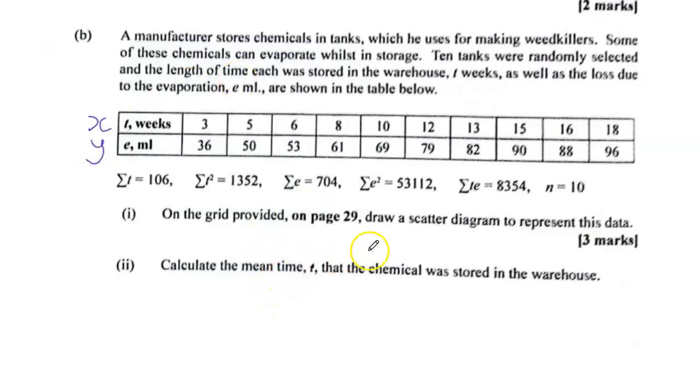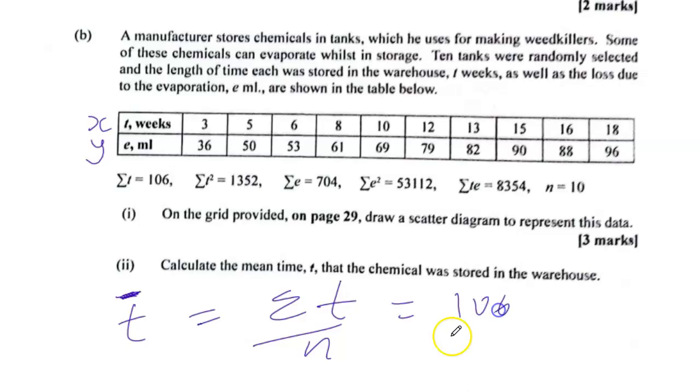Calculate the mean time that the chemical was stored in the warehouse. So the mean time, let me use T bar. The mean time will be the sum of T over N. The sum of T is 106 over N. N is 10. So that's 10.6. And the unit of time we are using is weeks. So 10.6 weeks.